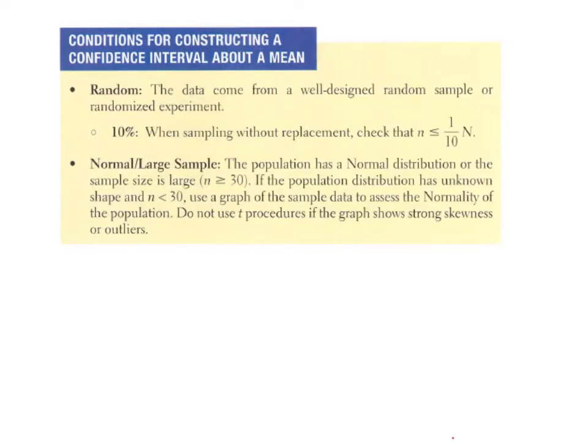So just like with proportions, there are some conditions that we need to meet before we can go ahead and construct our confidence interval for a mean. So the first thing is that the data needs to come from a random sample or a randomized experiment. So we have to be sure that it's random.